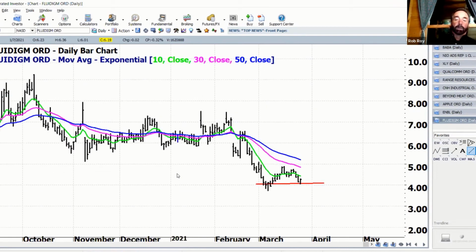If it doesn't hold 4, it goes back to 2, so it gets cut in half. So that's virtually 100%. So we'll see how that one holds. The whole determination is going to be what happens there at the 4 level.